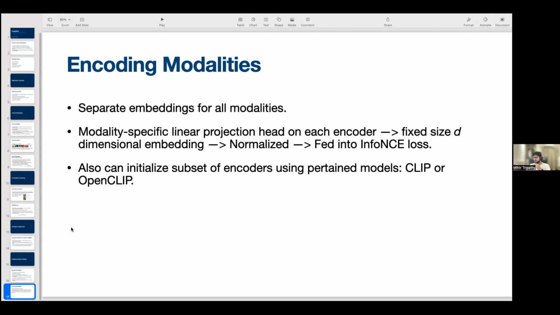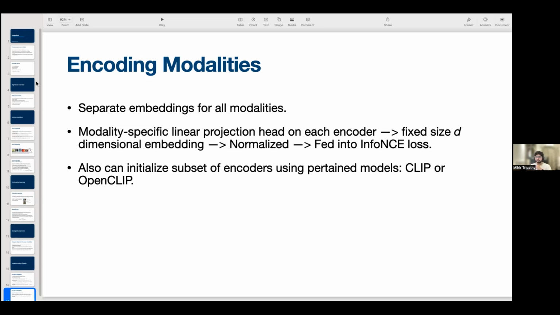Also, I think I've mentioned this before, ImageBind can use pre-trained models. So you don't have to have an image and text data set. For image and text, we can just use CLIP or OpenCLIP, which has been previously trained. So this is basically it.